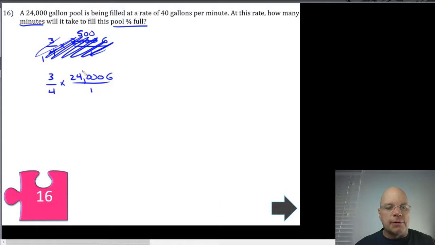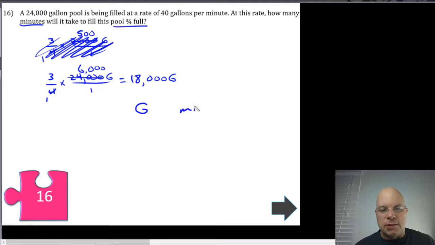We still have a common factor of 4 here, which is nice. 4 divided by 4 is 1. 24,000 divided by 4 is 6,000. So that's going to be 18,000 gallons. Our ratio table can look like this: gallons and minutes.